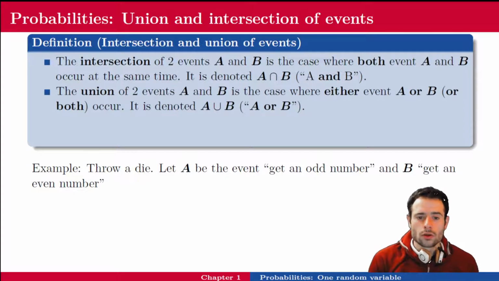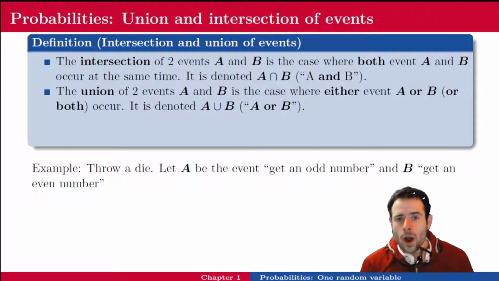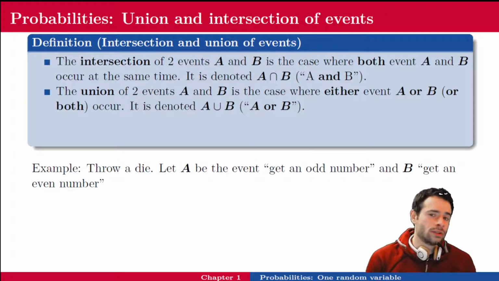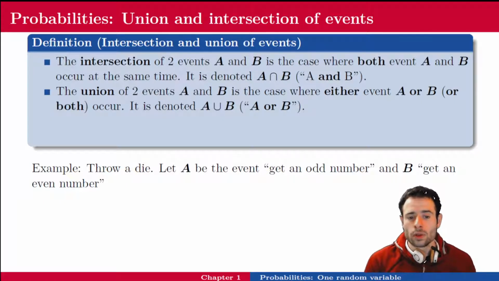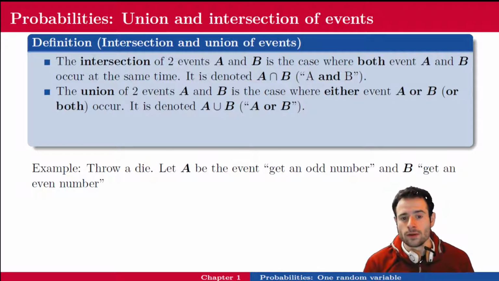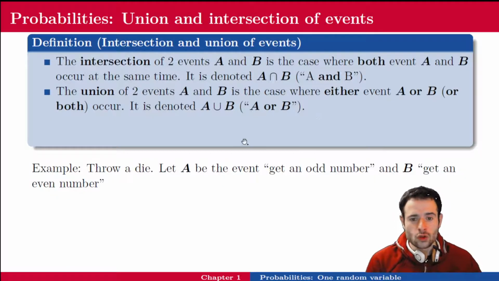The union will be when one or the other, or both at the same time, occur. And we will denote it A ∪ B, A or B. Take this as the U of union, and this as the N at the beginning of intersection. That's pretty much how I learned back then.